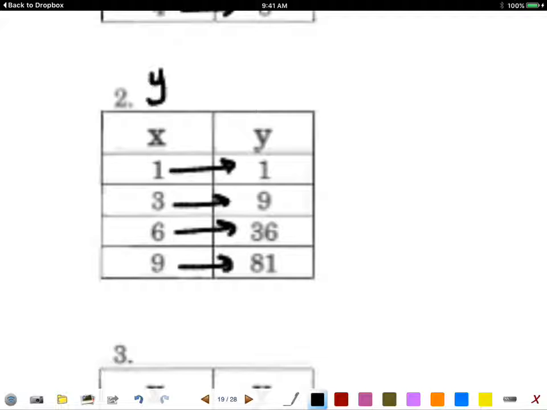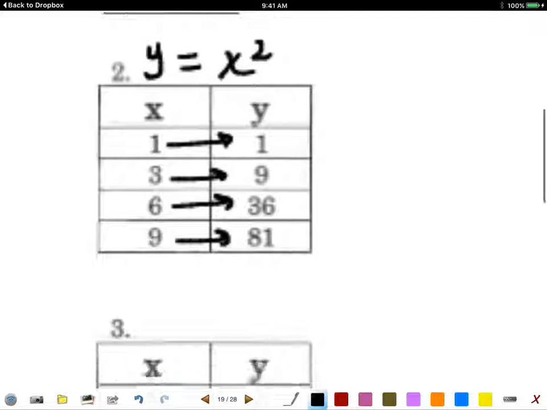So we would write that equation as y equals x squared. Very good. X squared. By the way, squaring something is not the same as multiplying it by 2. It is not dividing by 2. It is multiplying it by itself.